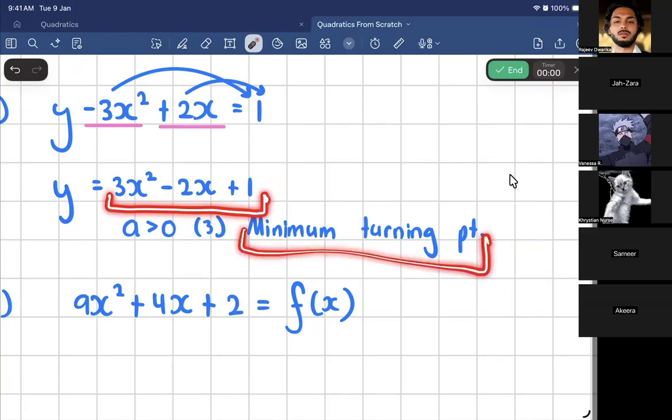A way you could remember it, think of when it's positive. When it's positive, are we smiling or are we frowning? Smiling. Yeah, you had to think about that for a second.